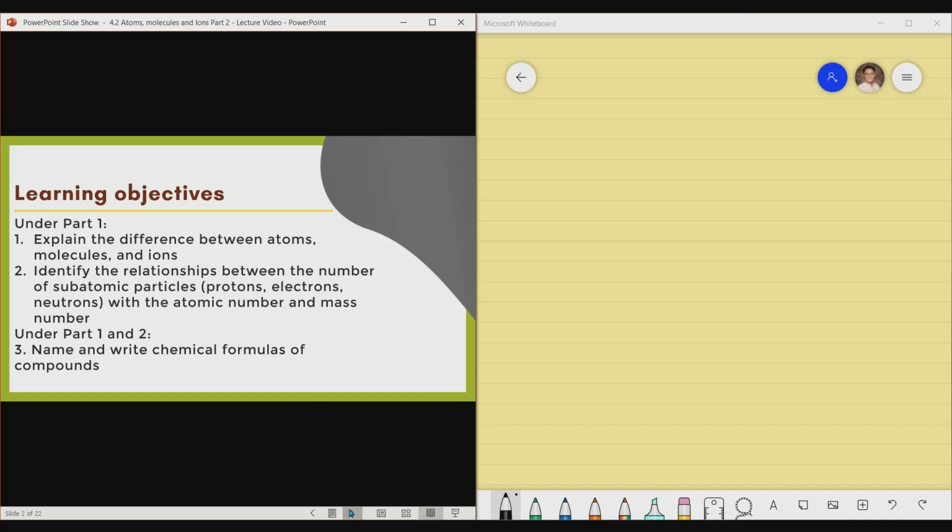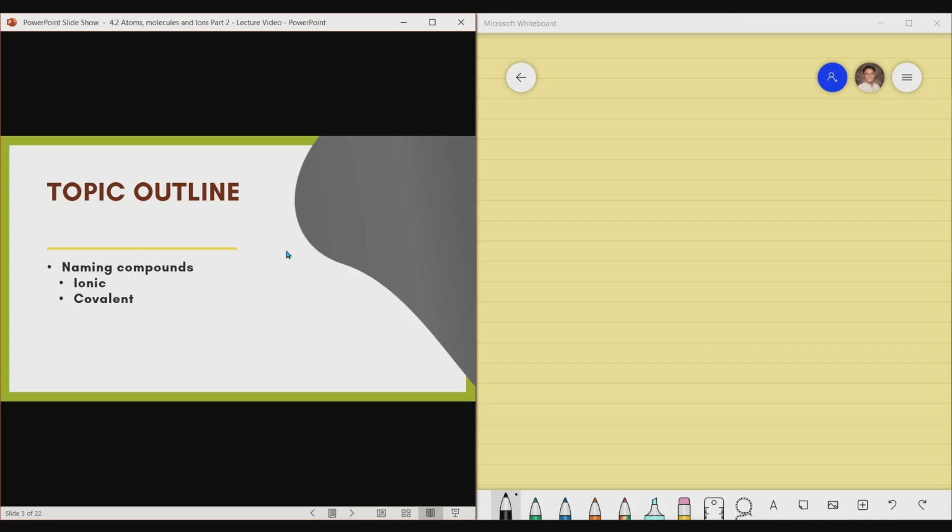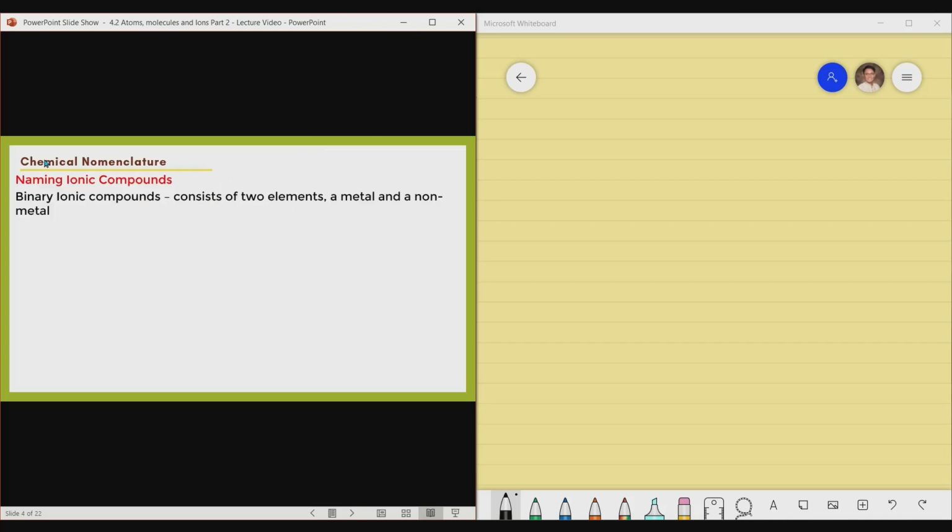But nonetheless, for today's topic outline, we actually have the following. We need to name certain compounds, particularly ionic and covalent. Chemical nomenclature. Now, do not be enamored by the word chemical nomenclature. When we say chemical nomenclature, in a much easier sense, that really means chemical naming. Sa madaling salita po, pagpapangalan lang po ng compound or pagpapangalan lang po ng certain substances. Okay? Let's start with naming ionic compounds.